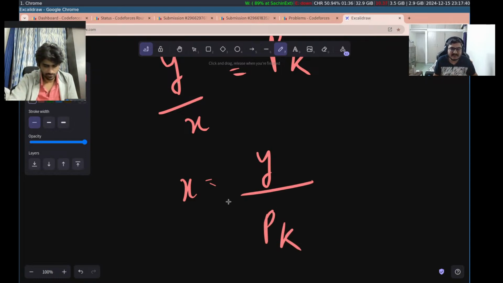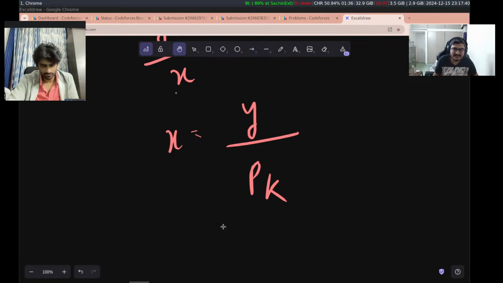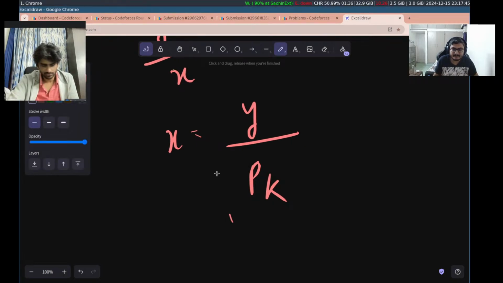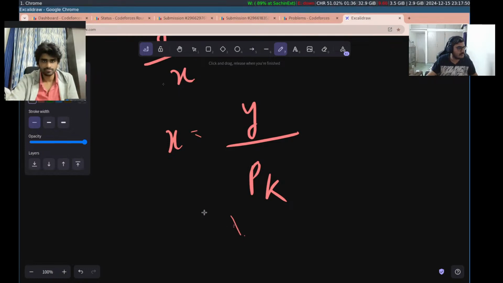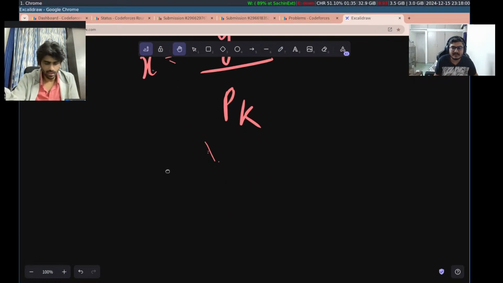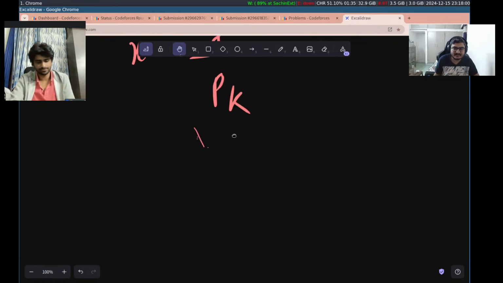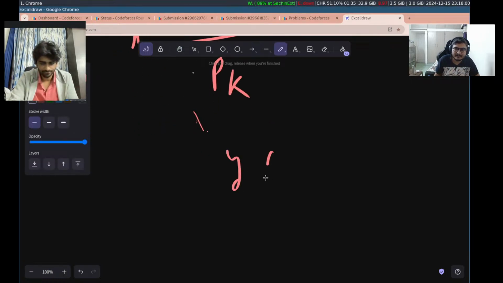And using this, if we know x equal to y by pk, then if we know that y is between l2 and r2, then we can divide it by pk here essentially.